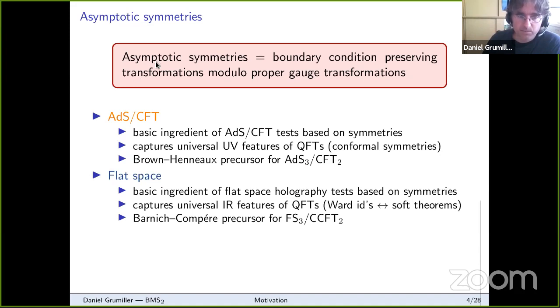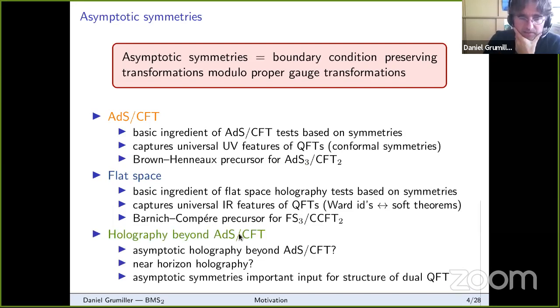In flat space, the asymptotic symmetries capture universal infrared features of the quantum field theory in the bulk. So this is part of the famous infrared triangle. So the Ward identities correspond to soft theorems. The Ward identities related to these asymptotic symmetries in asymptotically flat space. And similarly to Brown-Henneaux being the precursor for AdS3/CFT2, the Barnich-Compere analysis of asymptotically flat space Einstein gravity in 3 dimensions was an important precursor for flat space 3 contracted conformal field theory correspondences that were studied for a decade.